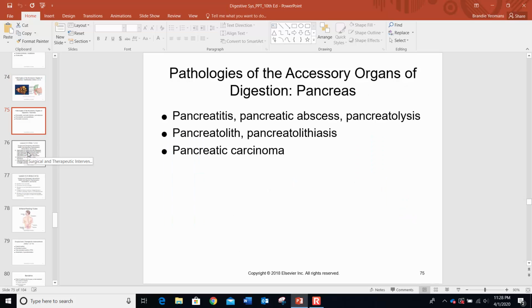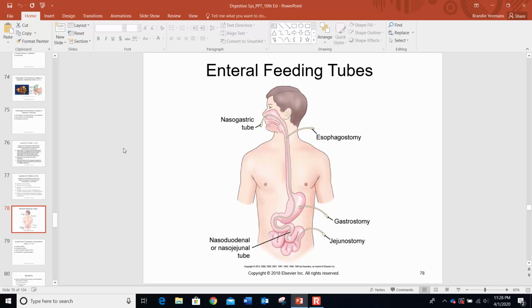Okay, so let's look at the pancreas, the other accessory organ. We can have that pancreolith or the pancreolithiasis. This is the condition. The lith is the actual stone. You can have, of course, cancer of the pancreas, which is pancreatic cancer. And then you also can have pancreatitis, which is inflammation of the pancreas. All of those can make you very, very sick.